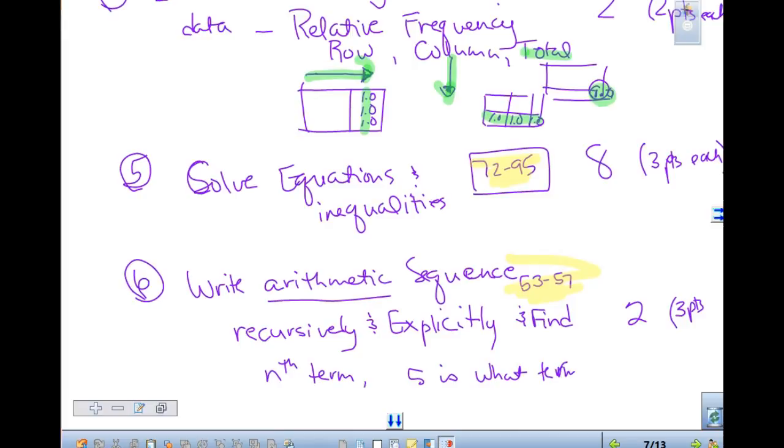From 53 to 57 are the questions in your review. You need to be able to write an arithmetic sequence, recursively and explicitly, and then find like the 7th term, or find the nth term, or find out what term is a certain number, okay? It's very much like the ones you were doing in the review, and this goes back to lesson C, unit C, that we did these. Okay? 2 questions, 3 points each.